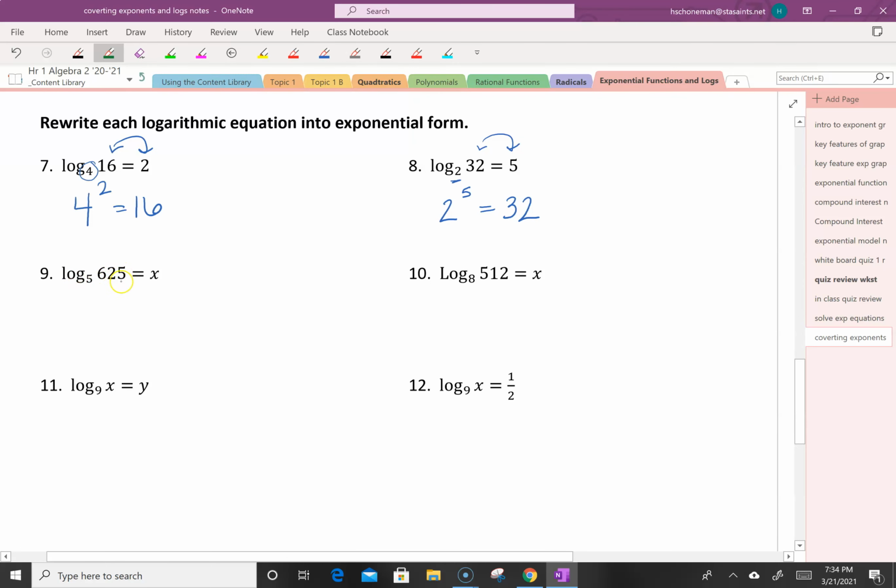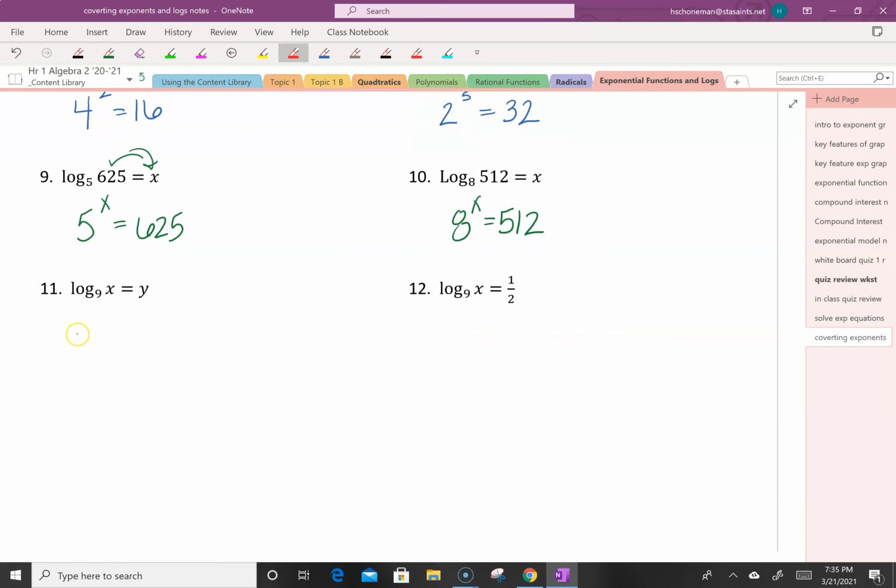Okay. Now, this one, log base 5 of x equals 625, with your calculator, we can definitely solve it. But let's put it back in the other form so we can see how it's written. So this is going to be 5, flip these, to the x, equals 625. See, I can't solve for x this way, but I can in the log form. But that's not the point. The point today is just to be able to go back and forth. So this is going to be 8 to the x equals 512.